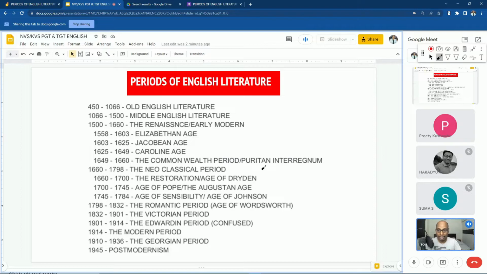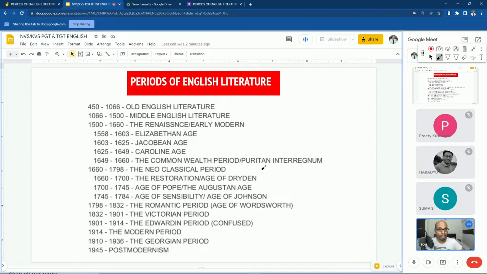The question can be framed like this. They will give you the Elizabethan age, Jacobean age, Caroline age, and Commonwealth period in a disorder, and they will ask you to arrange them in the right order. So you should also know the proper sequence of these ages in the Renaissance or early modern period.